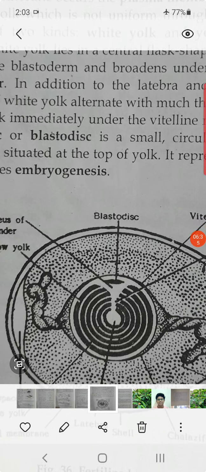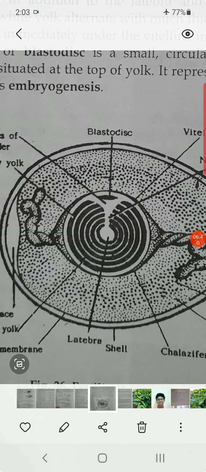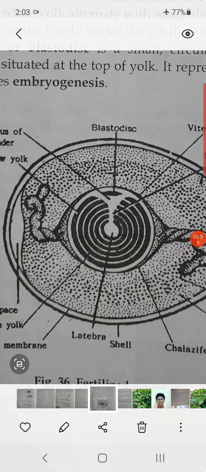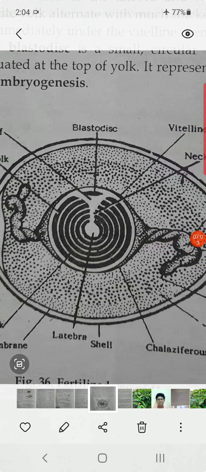See here, in the inner part is the yolk, white yolk. See here, the rounded structure. Two types are there, white yolk and yellow yolk. The principal accumulation of white yolk lies, see here, in a central flask-shaped area called the latebra. See the center position, which extends toward the blastoderm and broadens under it to a mass known as the nucleus of Pander.